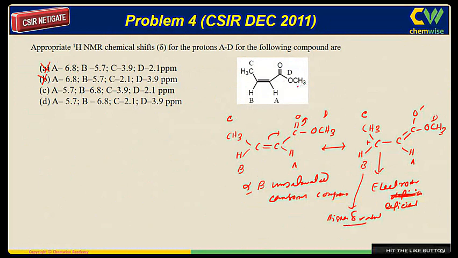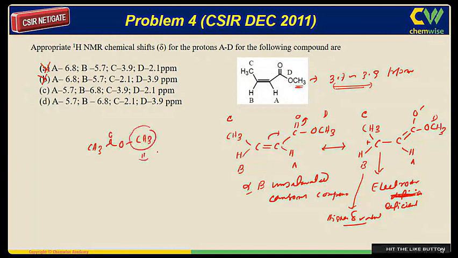Now D is basically the star protons, methyl protons. Methyl protons appear around 3.7 to 3.9 ppm when they are attached to an oxygen. So we just have to keep these values in memory. CH3, let's say C double bond O, OCH3, mean this star. This methyl appears around this region, 3.7 to around 3.9.